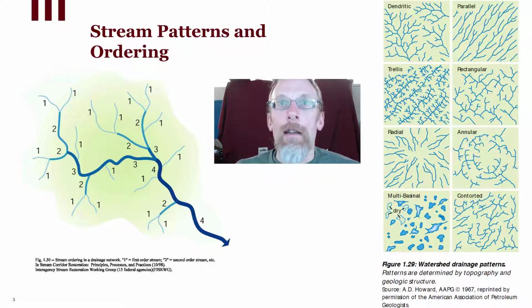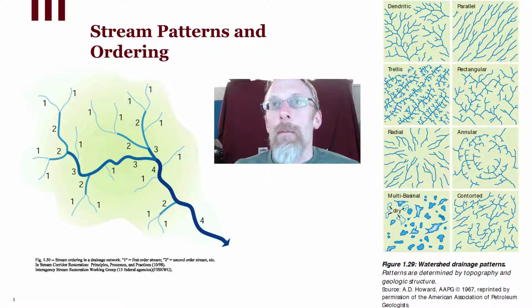Below that, you have trellis. Here we have parallel main stems of streams with short tributaries. Those form where you have big ridges. So in this case, the ridges would run from the lower left to upper right corner of the picture, and the streams are draining the valleys between these ridges.